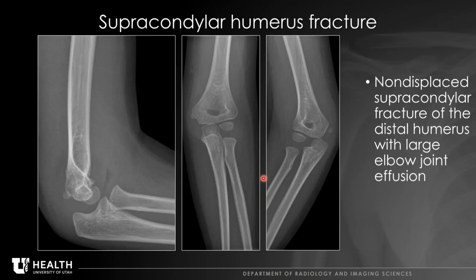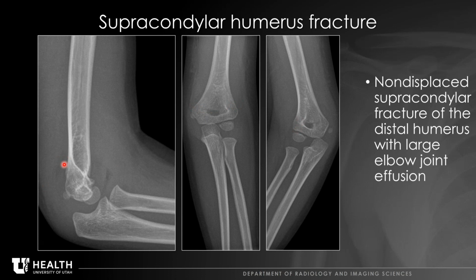And then in pediatric patients, statistically speaking, the most common fracture of the elbow is going to be a supracondylar fracture. And that's going to be through here, through the supracondylar distal humerus. We're seeing this fracture line here and here.